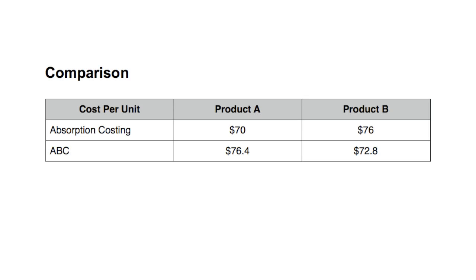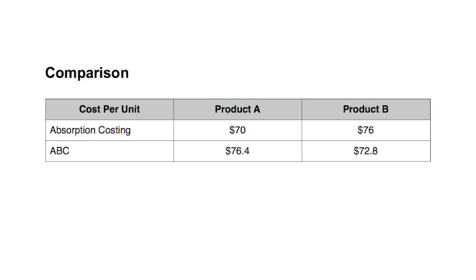It's clear to see that we now might have a shift in our focus in this business, because we thought that product B was more costly. We thought that product A was cheaper, but actually under ABC costing, we can see that product A is actually more expensive to make than product B.